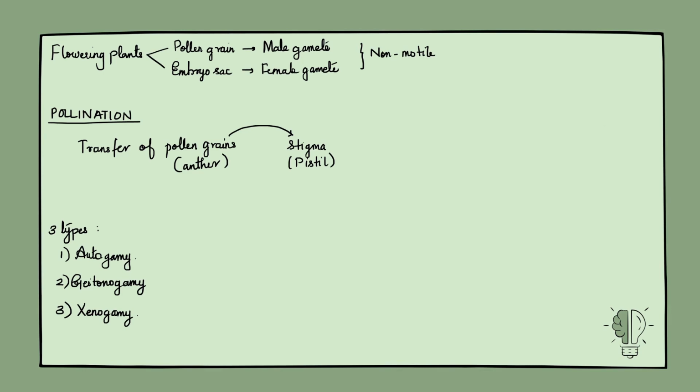Now we'll first see what is autogamy. In autogamy, the pollination is achieved within the same flower. That means the pollen grains are transferred from the anther to the stigma of the same flower.